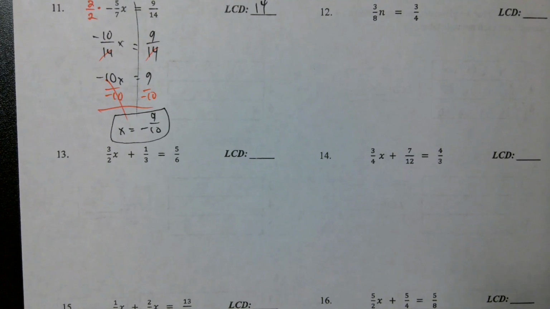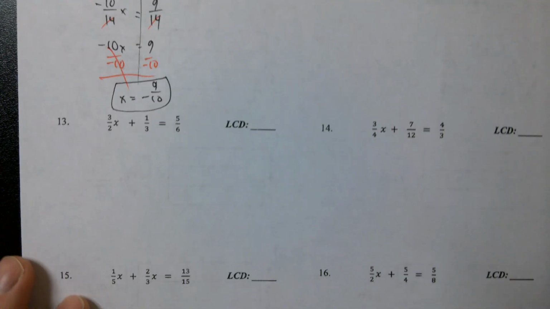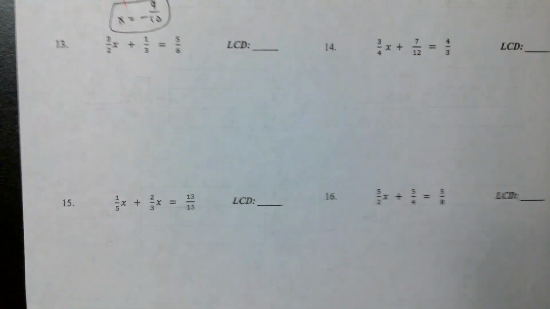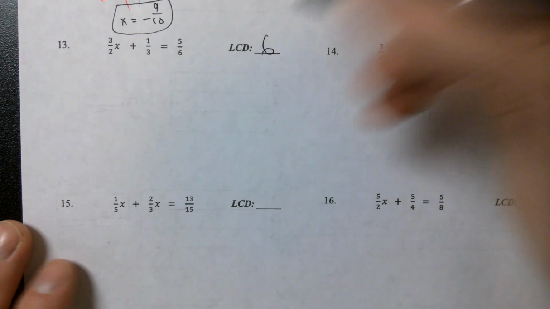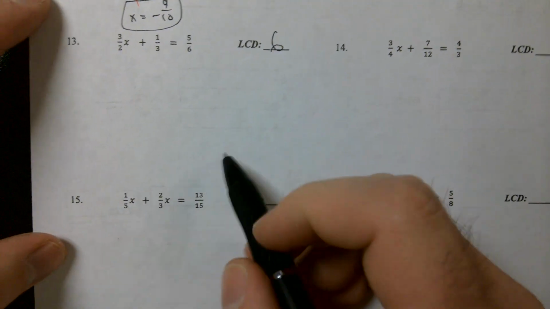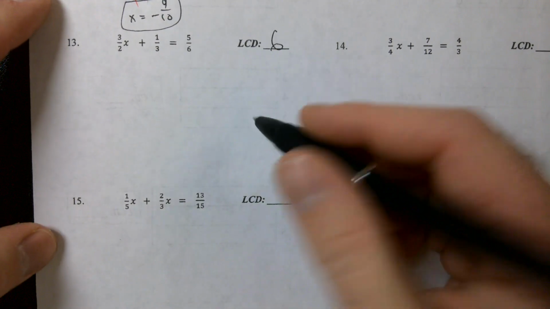Anybody get negative 9 over 10 for number 11? A couple people? Good. Okay. Number 13. I got 236. What's my LCD? 6. Yeah, you were looking over at number 12. My bad. Down to 13. Yeah, my LCD is 6.